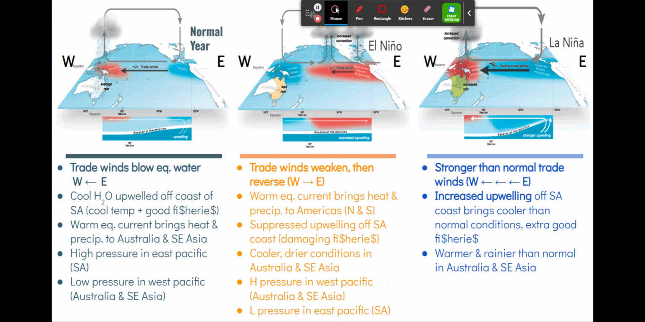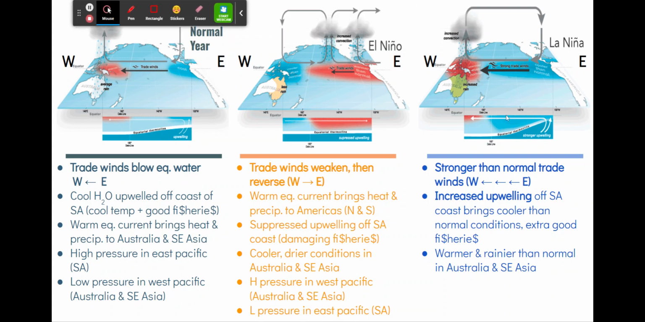Now, in a La Nina year, it's the exact opposite. It's basically a better normal year. So we have stronger trade winds than normal. They're really blowing strongly from east to west. This is going to increase the upwelling off of the South American coast. So we have extra good fisheries. This is really great upwelling, a ton of nutrients being brought up to the surface from the bottom, and we're going to have warmer and rainier than normal conditions in Australia and Southeast Asia.